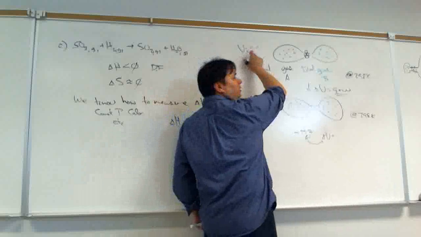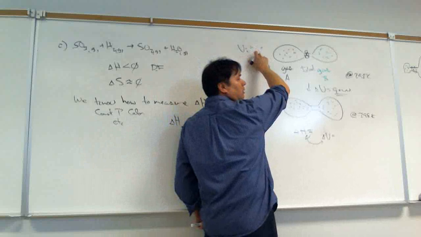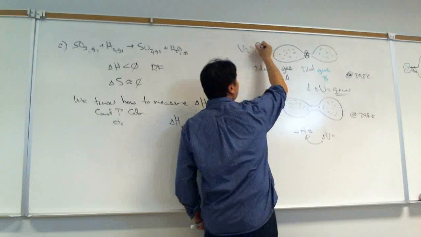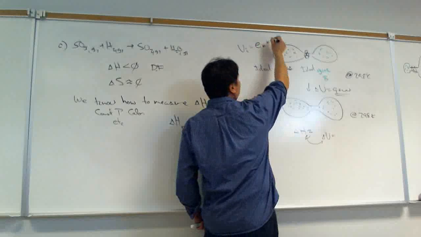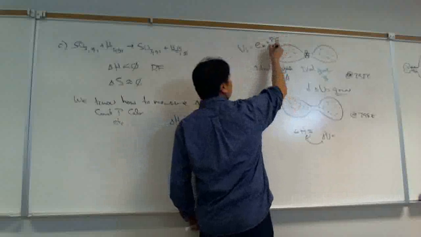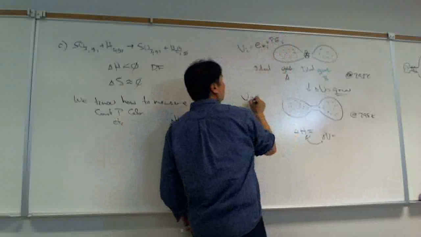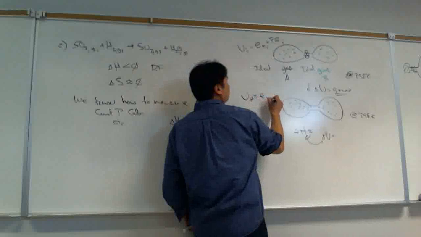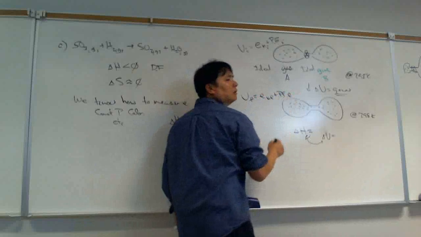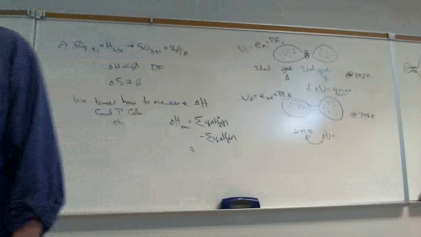U, the total energy, is equal to the kinetic energy plus the potential energy. So this would be the initial kinetic energy, this would be the initial potential energy. U final will equal the kinetic energy final plus the potential energy final. This is what makes thermo difficult, because you have to remember all these.